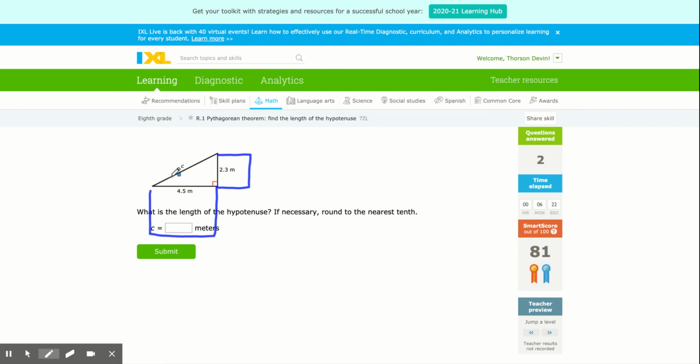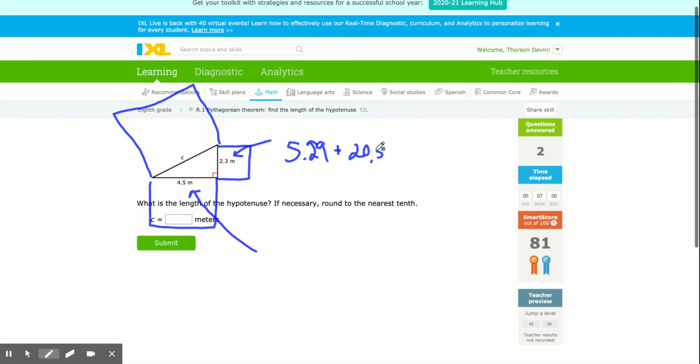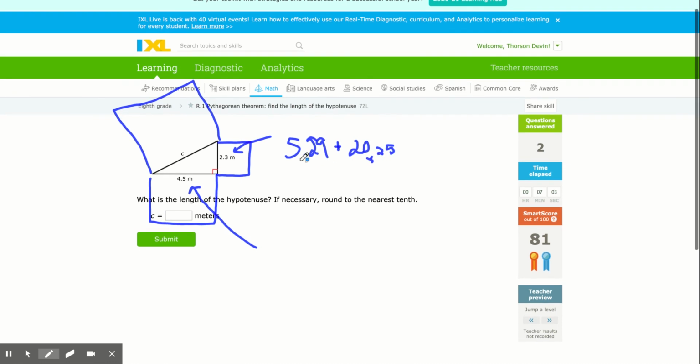Once you find their areas, add them together, and that gives you the area of the larger square. So again, I'm going to grab my calculator and find out what 2.3 times 2.3 is. I find out that the area of that small square is 5.29. And then I'm going to add that to the area of this square, but now I got to multiply 4.5 times 4.5 to find out what the area of that square is. That's 20.25.